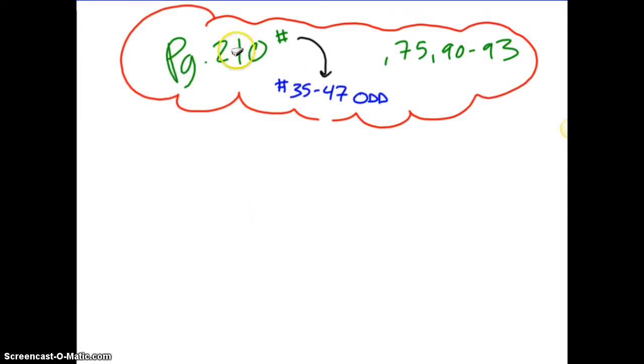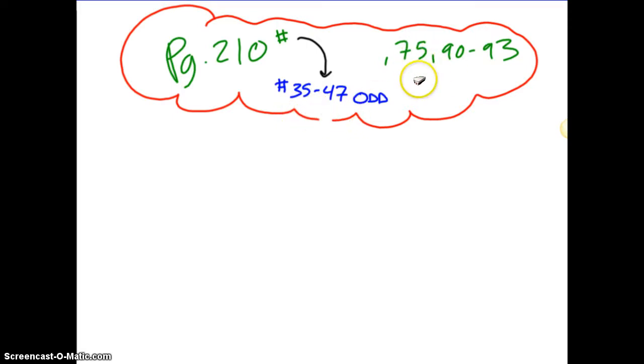Here's your home fun, page 210, 35 through 47, odd. Now, I gave you the odds so you could check in the back of the book, not so you could cheat. If there's no work, you don't get any credit. So you can't just look in the back of the book and say, oh, here's the answer. You actually do the problem, and then if you want to check your answer, great.